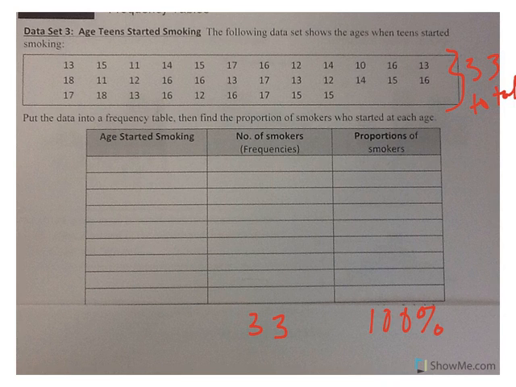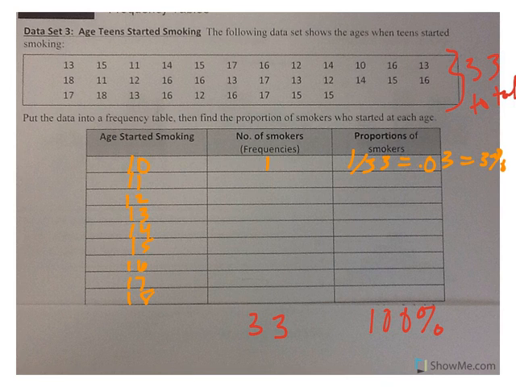So I look, and my lowest age is 10. That's where I want to start, 10, and then I go up by 1: 11, 12, 13, 14, 15, 16, 17, 18. So for frequencies, you can either look through and say, well, I have 1 ten, and that means 1 out of 33 is roughly 0.03, which is 3%, right? You can write any or all of those in terms of proportions.